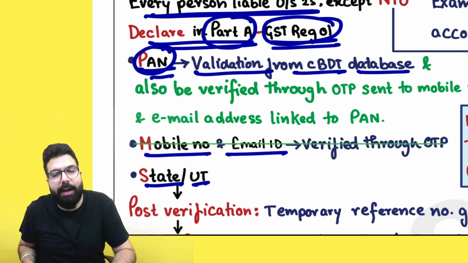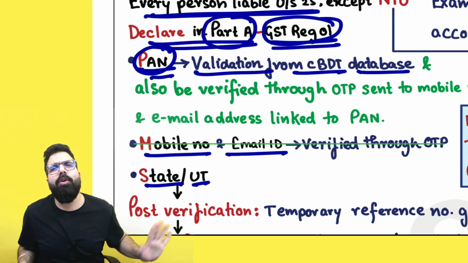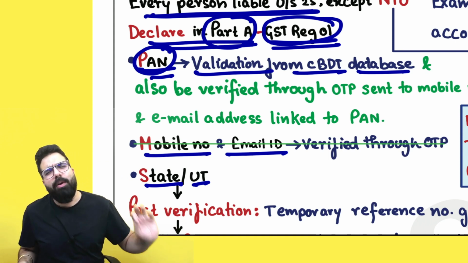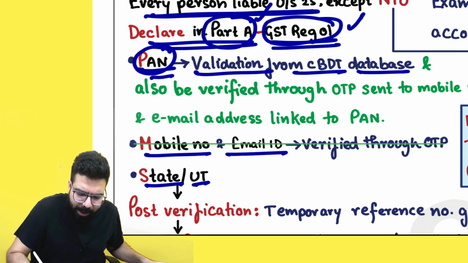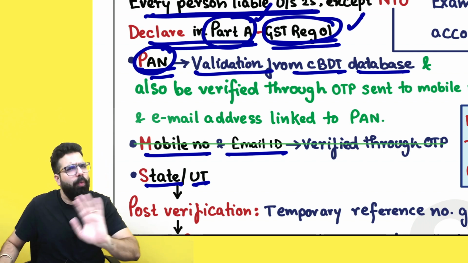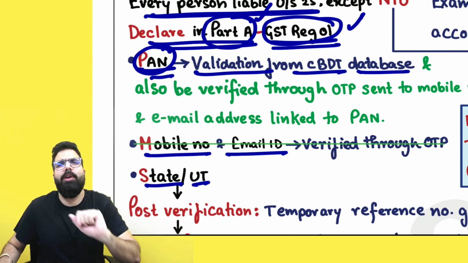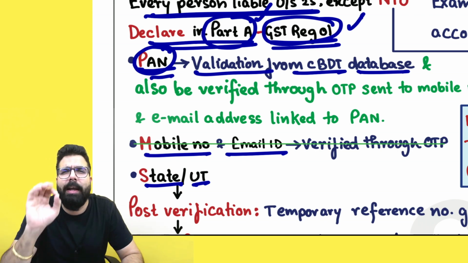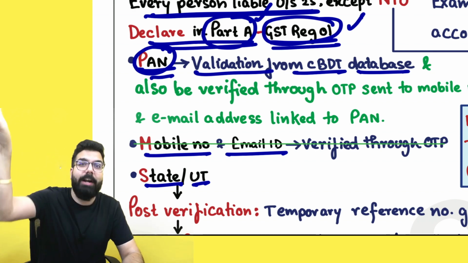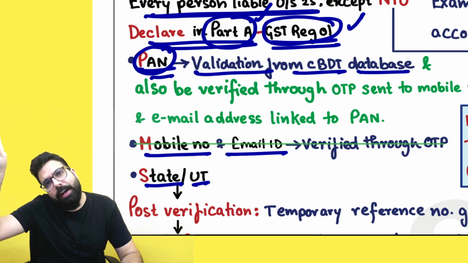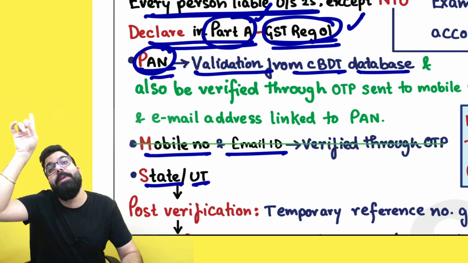So basically they are saying, now we will not send OTP to the mobile number and email ID which you give at the time of registration. When you are filling REG01 Part A, whatever mobile number and email ID you give, we will not send OTP to that mobile number and email ID. We will send OTP to that mobile number and email ID which you had given at the time when you had obtained your PAN number.